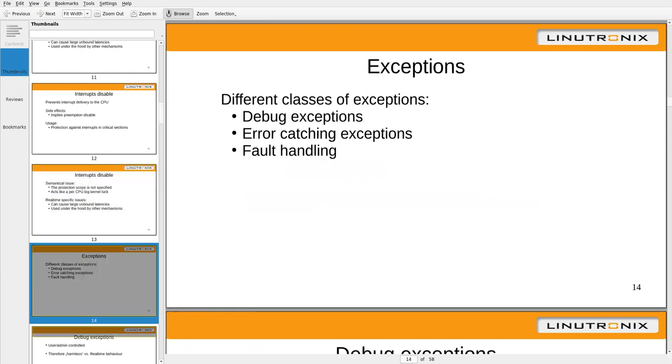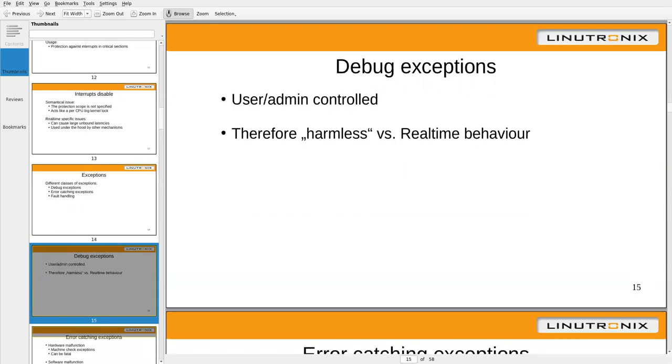So exceptions. There are different classes of exceptions available in a CPU: debug exceptions, error catching exceptions, and fault handling. Debug exceptions are the simple ones because they are user or administrator controlled. If you run your real-time task with GDB and set a breakpoint and run into that breakpoint, then you can't expect that your task is going to meet the deadline. So it's harmless. It's something the administrator or the user actually wants to do.